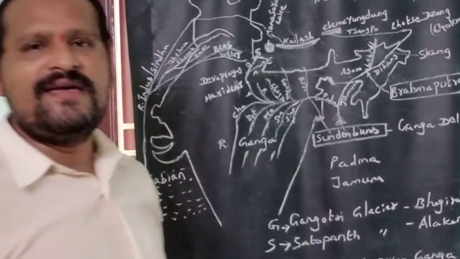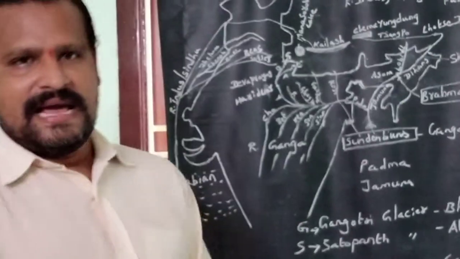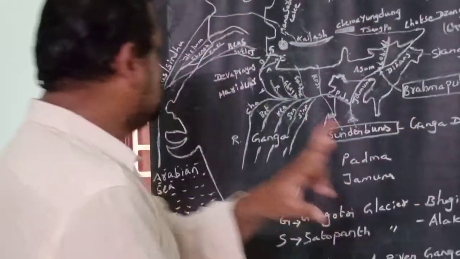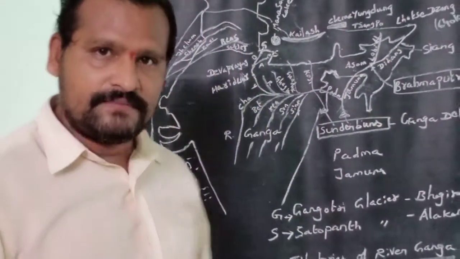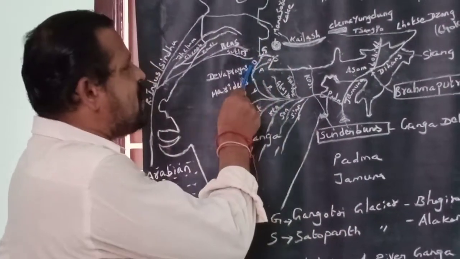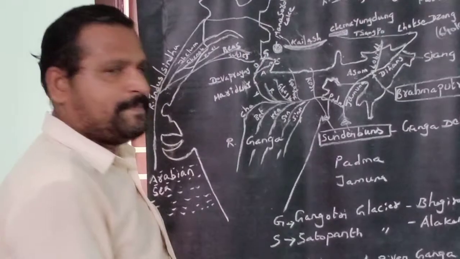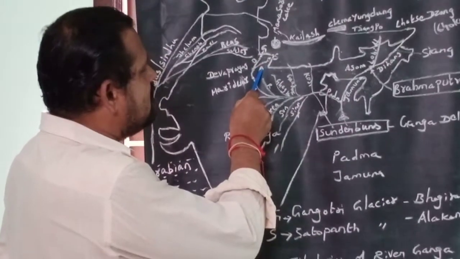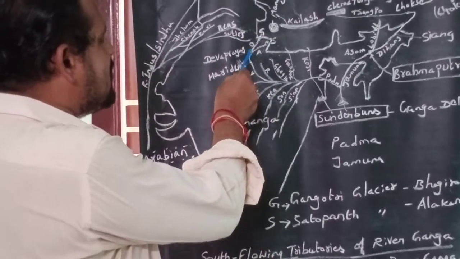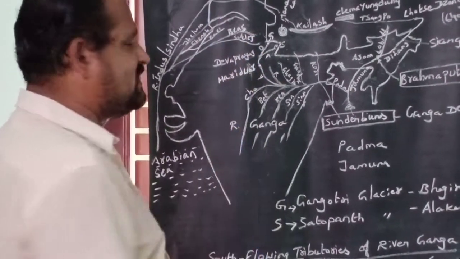Okay, children, so far we discussed the river Ganga. Once again, let me revise this. River Ganga has twin sources. That means two streams join at Devaprayag and it is called Ganga. What are the two streams? One stream is called Bhagirathi, which rises at Gangotri Peak. The other stream is called Alaknanda, which rises at Satopanth Glacier. These two streams join at Devaprayag, and there the Ganga river is formed.